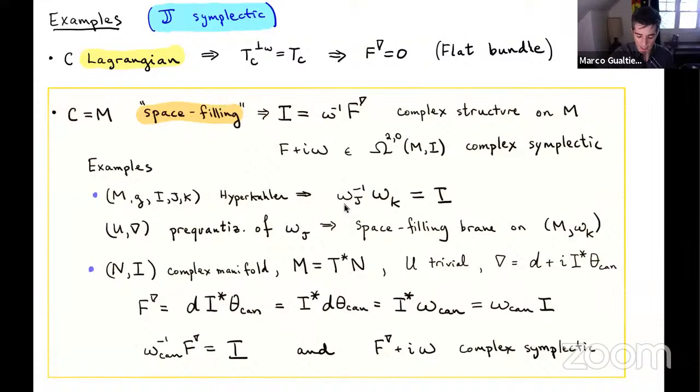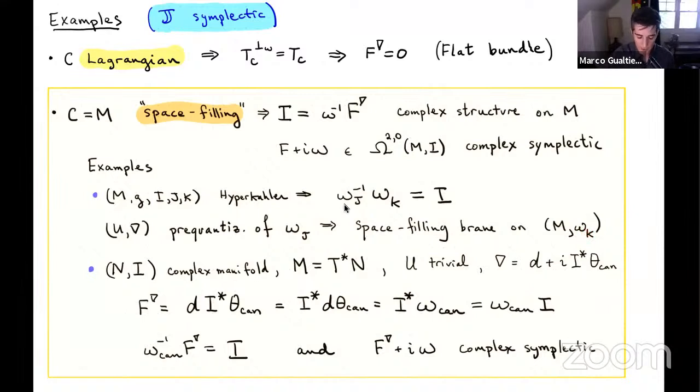And so that means that I need omega j to be pre-quantized to a unitary line bundle with connection, whose curvature is omega j. So as long as our hyperkähler manifold has this property that we can pre-quantize omega j, then we get a space-filling brane for the omega k symplectic structure.